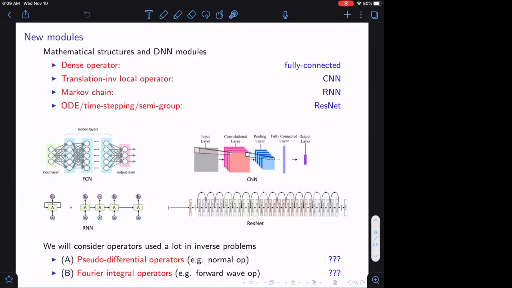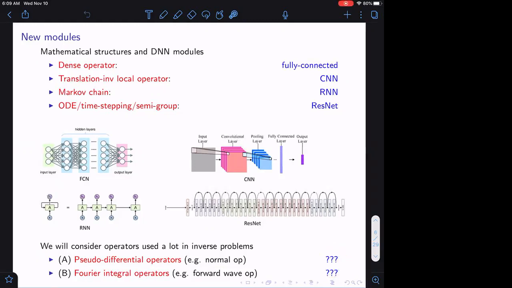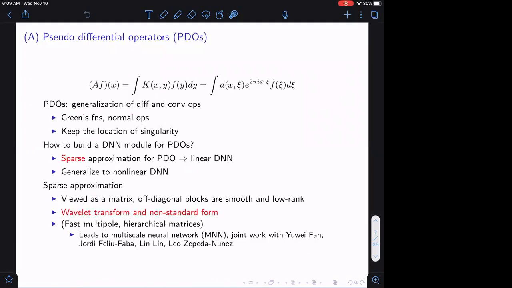The Fourier integral operator plays a big role, for example, in representing the forward map of wave-based imaging, or the adjoint map of wave-based imaging. And the pseudo-differential operator characterizes, for example, the normal operators. What I'm going to show you is how to build neural network modules based on these operators. So let's first take a look at the pseudo-differential operator.